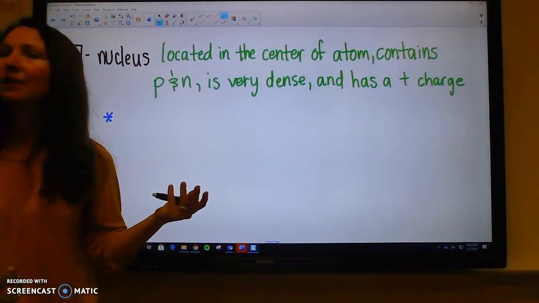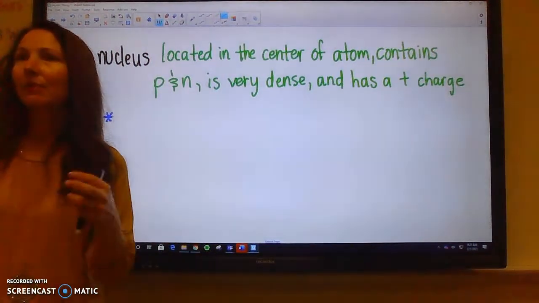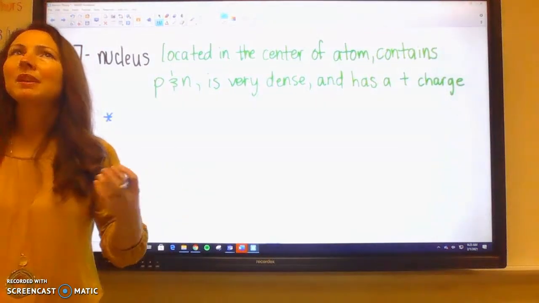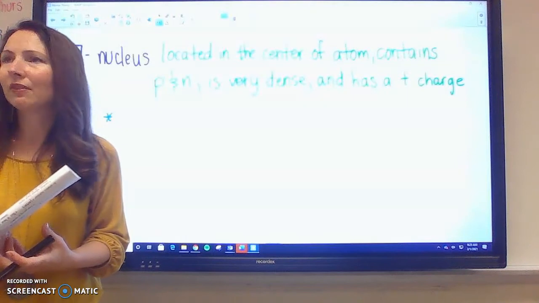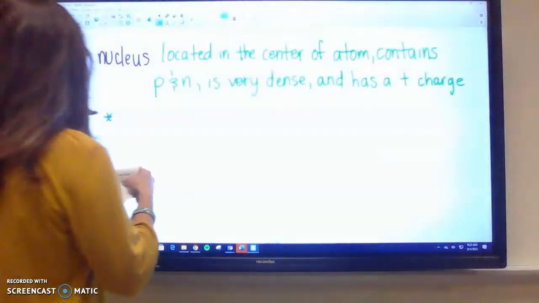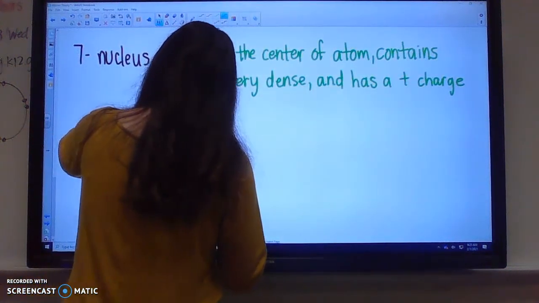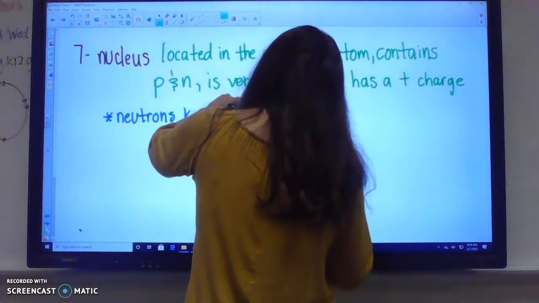There are some radioactive elements, aren't there? But that doesn't happen until atomic number 83 and up, because that's when it hits that point where it's like, you know what? Now there's too much stuff in the nucleus. So the neutrons, I'm going to say the neutrons keep the protons from touching.